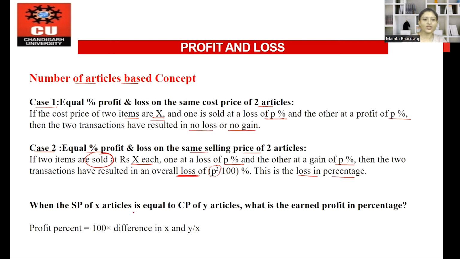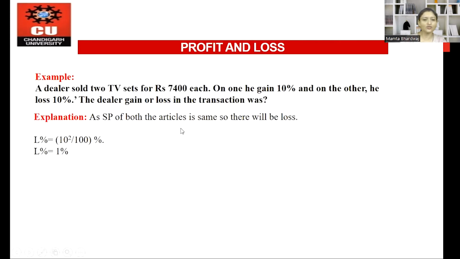The next one is when the selling price of X articles is equal to the cost price of Y articles. Then what is the earned profit in percentage? So it might be profit, it might be loss. So we can find it as profit percent equals 100 into difference of X and Y upon X. This we will discuss with the help of an example. So first of all, we will discuss this example.